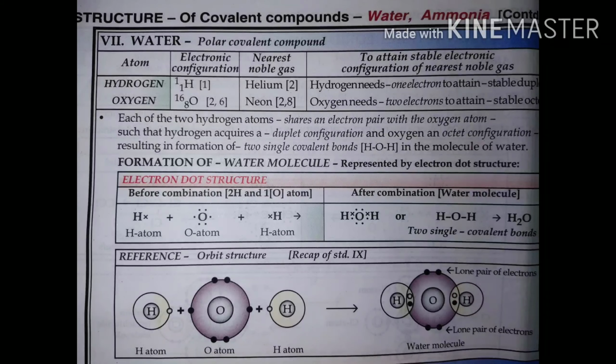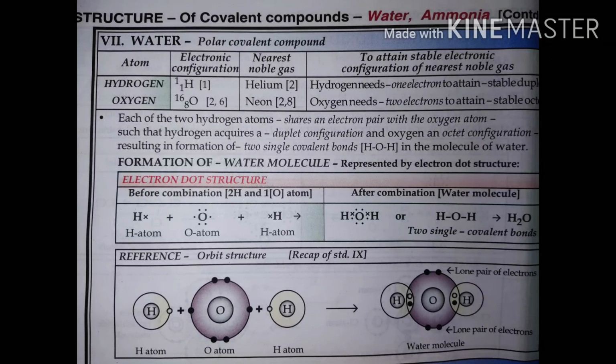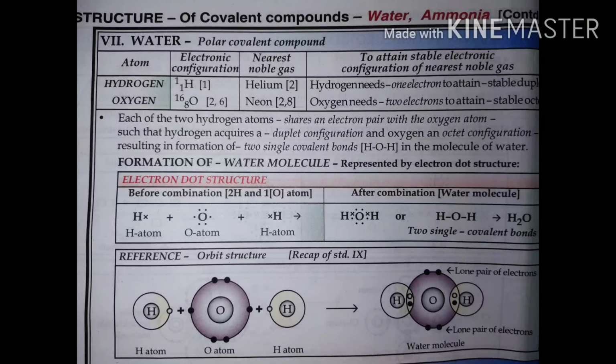In that orbital structure diagram, you can see one oxygen atom in the center, and on the left and right there are 2 hydrogen atoms. Oxygen requires two more electrons to complete its octet. Therefore it shares two electrons with the two hydrogen atoms and forms a water molecule, which is shown beside it.